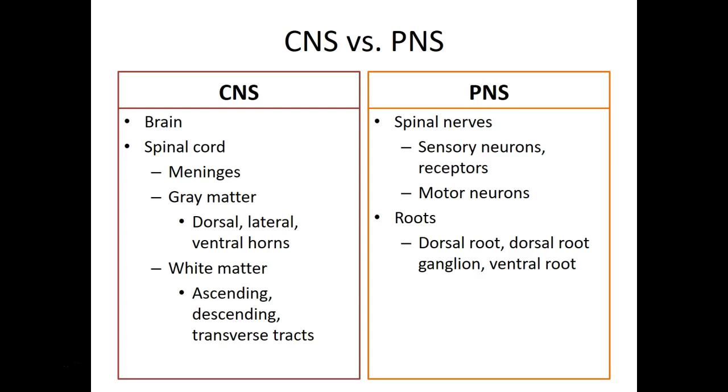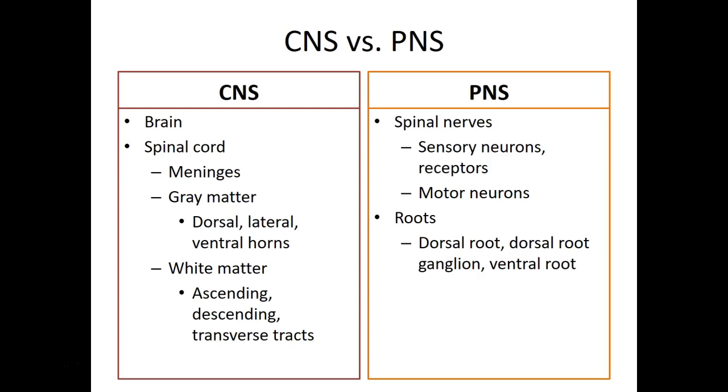The peripheral nervous system is anything that's going to be out of the brain and spinal cord, so that includes spinal nerves and roots. And so the dorsal root ganglion, so DRG, and then the ventral root, and then also some of these nerves, the sensory neurons, they're receptors and motor neurons, right? Okay?